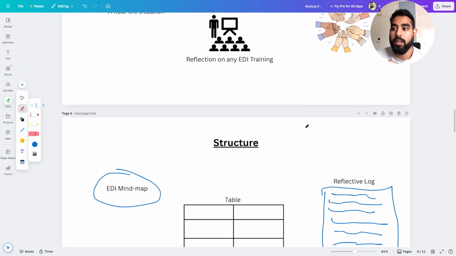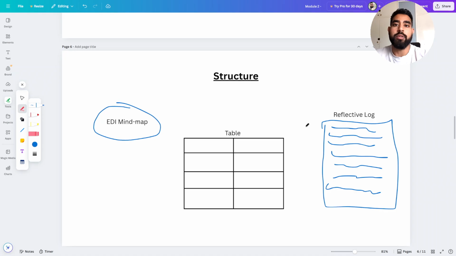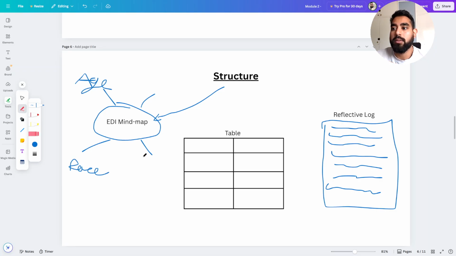Once you've got the tools, you can think about how you want to present your evidence, how you can structure it. There are different ways you can present your evidence. It doesn't have to be a long piece of text, although it can be. But you can be a little bit more interesting and use a variety of different ways of presenting your evidence. So for example, you can use a mind map. You can talk about the protected characteristics like age, race, religion, apologies for the handwriting.